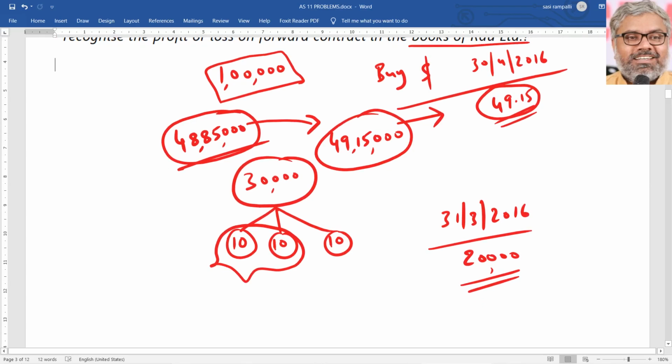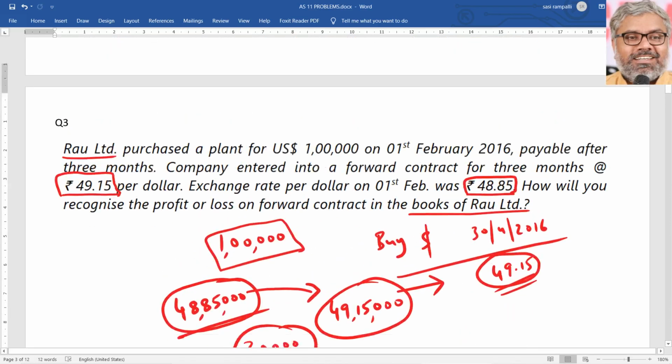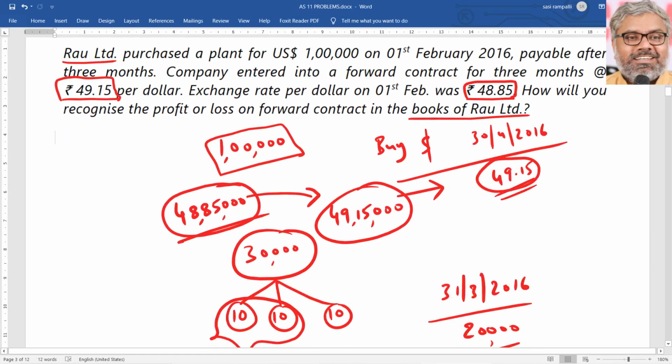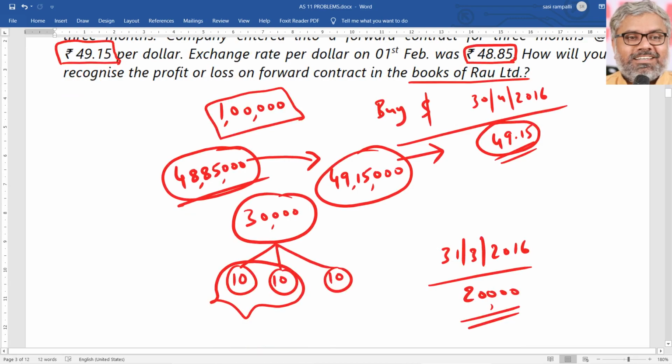When we talk about reality, anything might happen. The actual dollar rupee exchange rate on 30th April 2016 could be anything. How much Rao Limited has paid for these dollars is fixed. That is 49.15, there ends the matter. It will buy $1 lakh from whoever has sold them the forward exchange contract. This $1 lakh it will give to its supplier. Its job is over because it wanted to hedge its risk, which it has done. It has fixed its loss to 30,000. No more loss is going to be incurred.